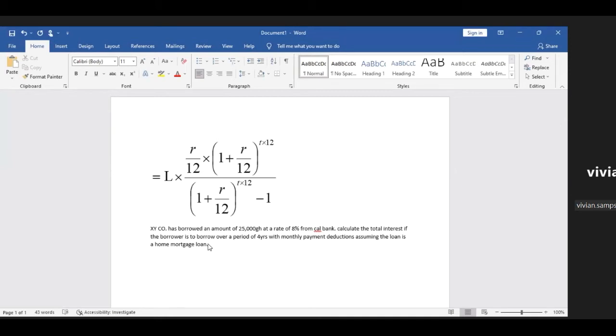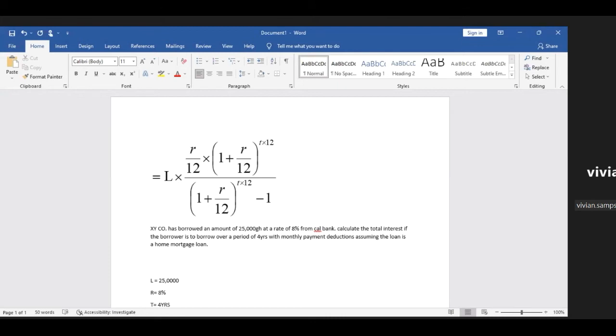Now, when I go to Car Bank to borrow an amount of 25,000 cedis, for a period of 4 years, I'll be paying it on monthly basis. So our L that you see here will be equal to 25,000 cedis. Are we okay? Then our rate is equal to 8%. Then our time, which is our T, is equal to 4 years. Are you with me? Yes, madam. Okay. Now, after the period of 4 years, the interest plus the loan should have been finished paying.